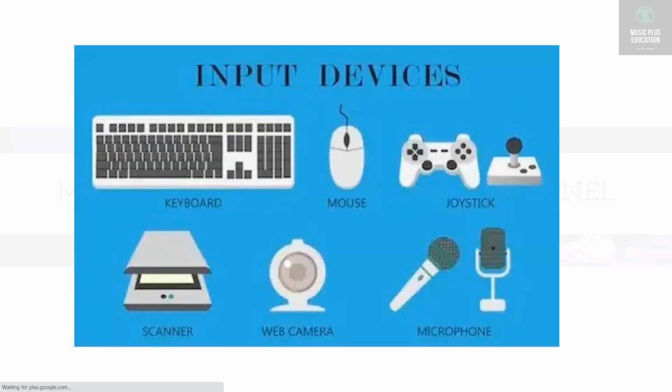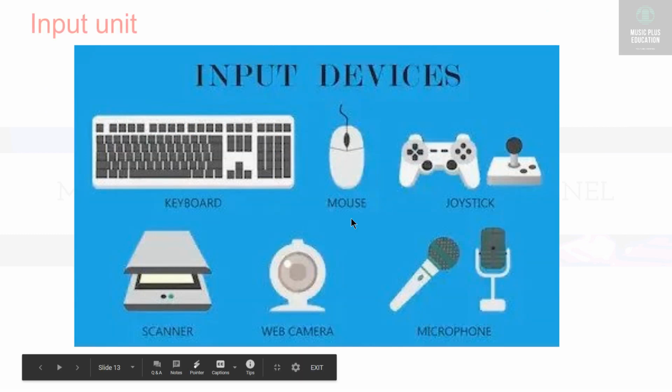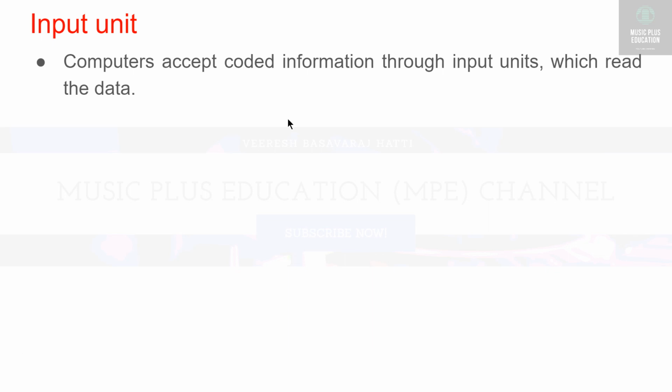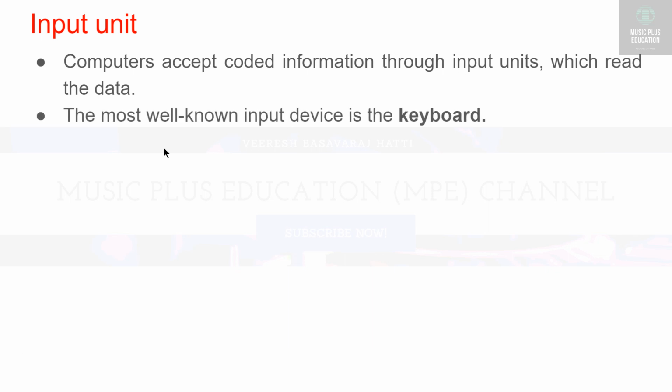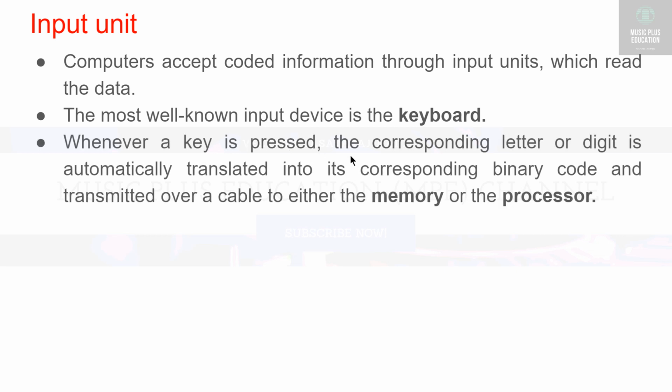This is input devices: keyboard, mouse, joystick, scanner, webcam, and microphone. So what is an input device? Input unit: computers accept coded information through input units which read the data. The most well-known input device is the keyboard. Whenever a key is pressed, the corresponding letter or digit is automatically translated into its corresponding binary code and transmitted over a cable to either the memory or the processor.